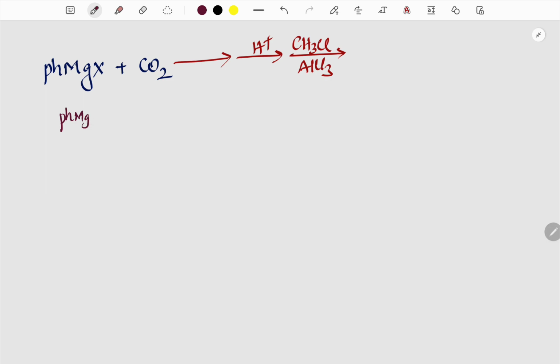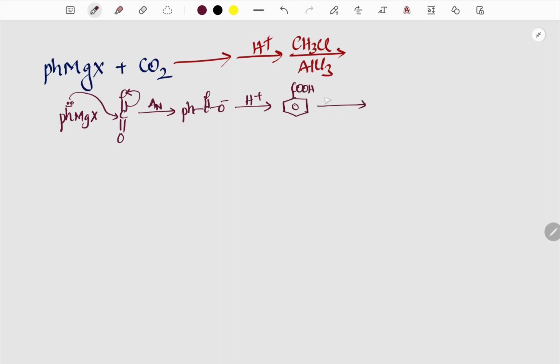Grignard reagent treated with CO2. So here PhMgBr gives Ph minus, which is the nucleophile. So nucleophilic addition takes place. Therefore it gives PhC double bond O, O minus. Now it is treated with H plus and gives the corresponding benzoic acid.